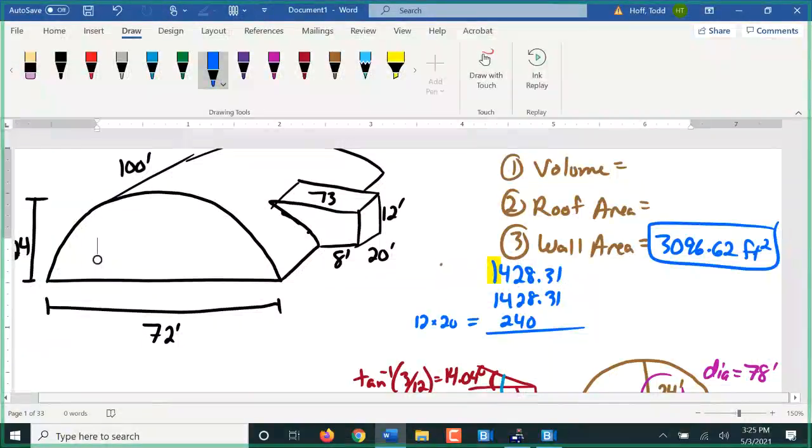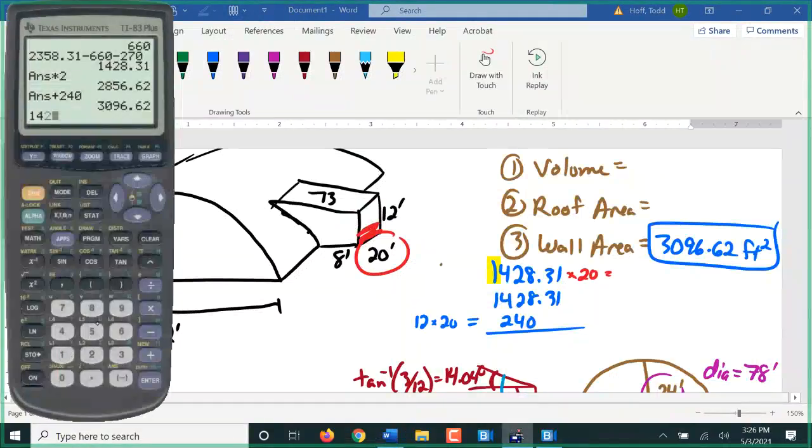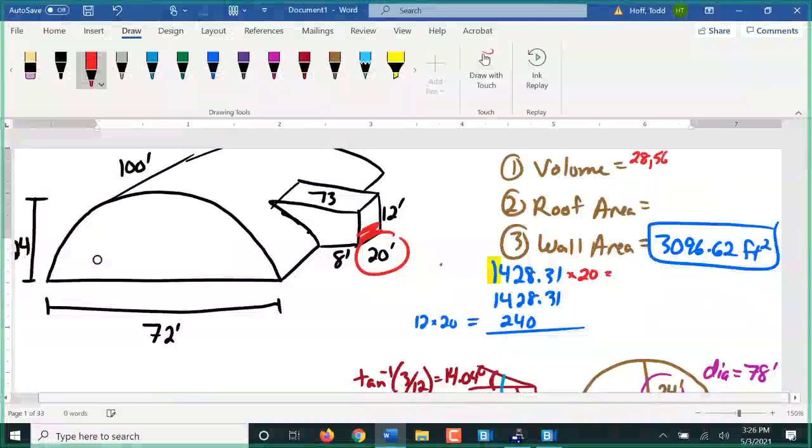Now for volume, this gives us a significant portion of our volume. We take the area of this whole end wall times the 20 feet that portion covers. 1428.31 times 20 gives us 28,566.2 cubic feet. That is part of our volume.